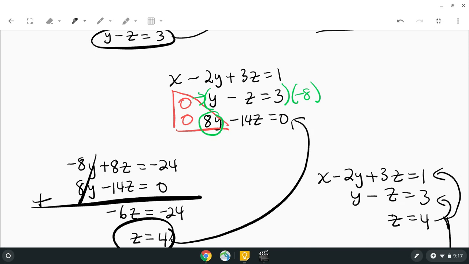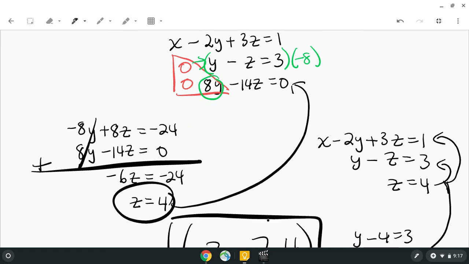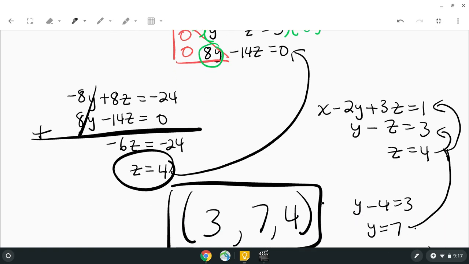Once it's in triangular form, you can back substitute. Plug this in for z, solve for y. Plug in for z and y, solve for x. And we get 3, 7, 4.